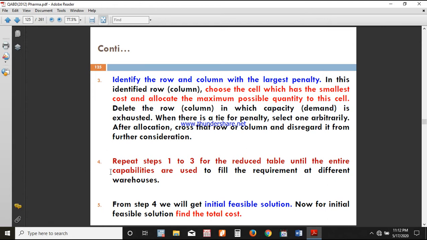And in step 4, you can repeat steps 1, 2, 3 for the reduced table until the entire capacities are used. And in step 5, the last step, you will get the initial feasible solution. Now, for the initial feasible solution, find the total cost.